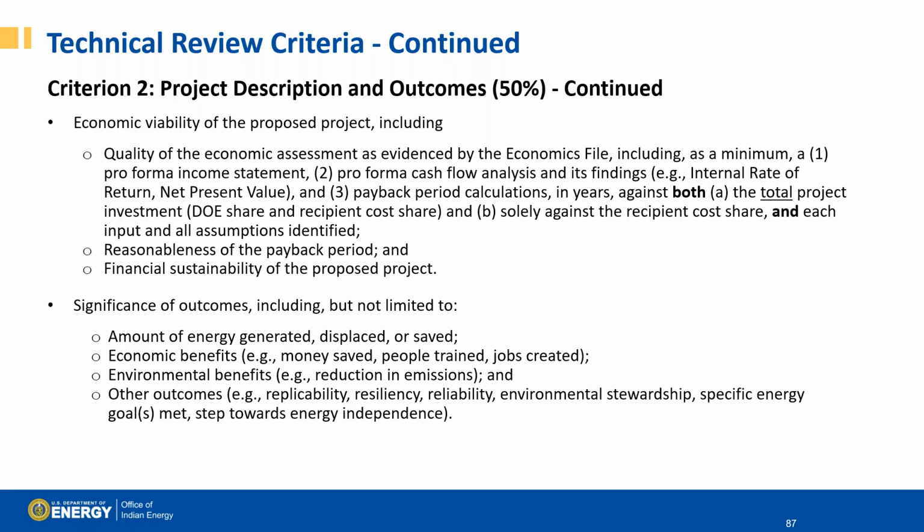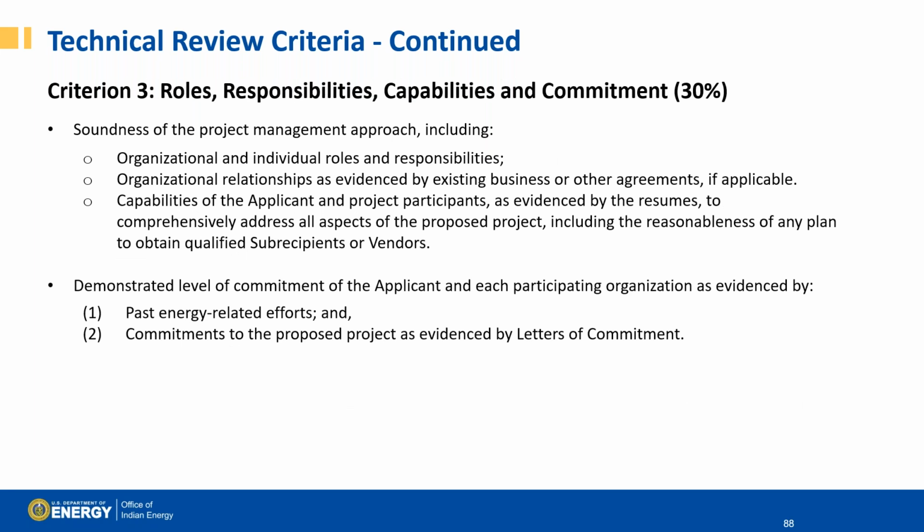Next slide, please. The third criterion is roles, responsibilities, capability, and commitment. It's weighted at 30%, and the criteria includes the soundness of the project management approach and the demonstrated level of commitment of the applicant and each of the participating organizations. And this is going to be evidenced by any past energy-related efforts and the commitments to the proposed project as evidenced in the letters of commitment and cost sharing. Next slide, please.